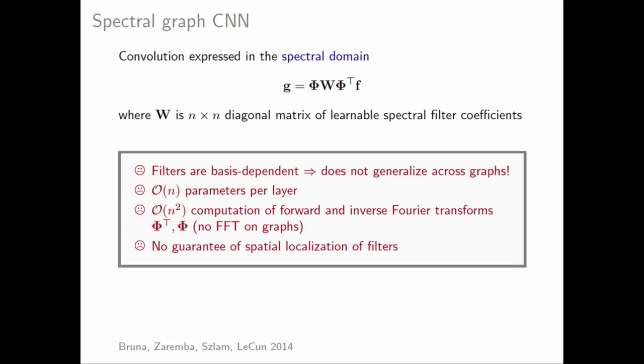And the third thing, one of the actually powerful features of convolutional neural networks, is that the filters used in CNNs are localized. Here, because we are given the freedom to choose any spectral multiplier, nothing in the world guarantees that in the spatial domain such filters will be local. Okay, so let's address these problems starting from the last one and going to the first one.